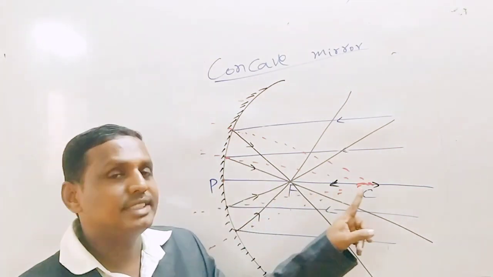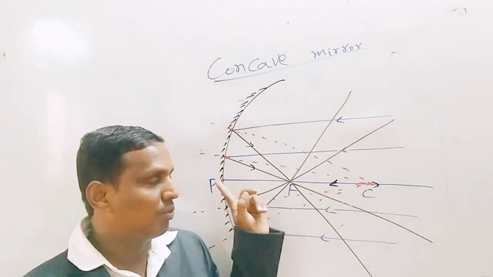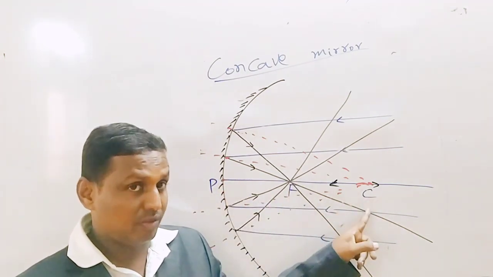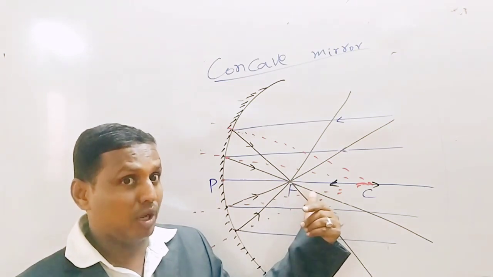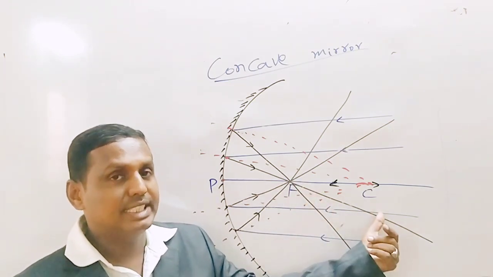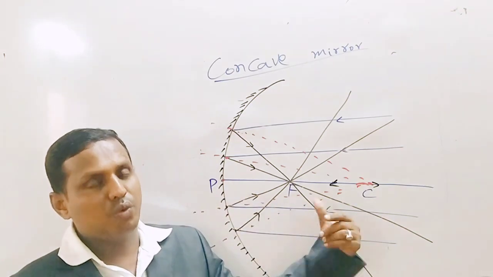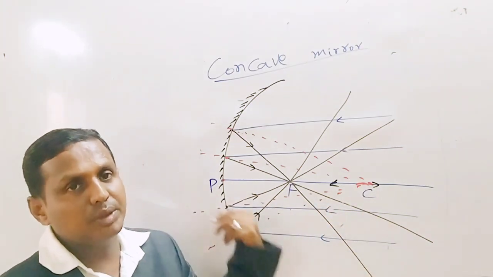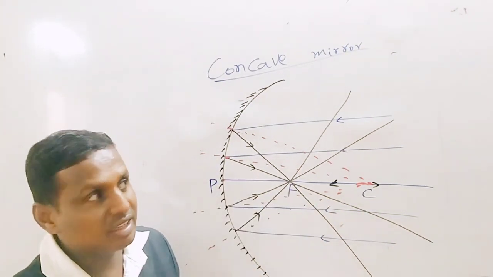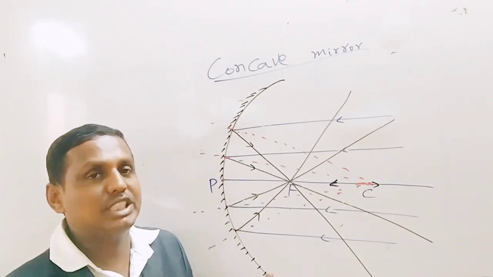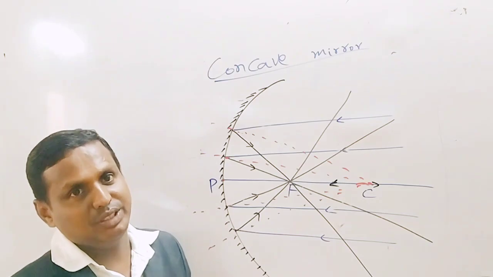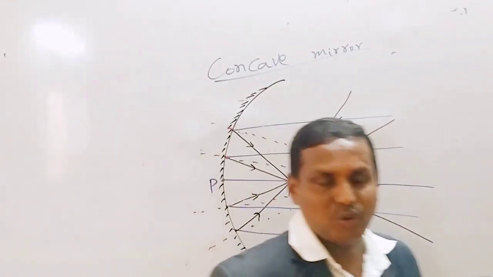Pole, focus, center of curvature. Be careful: P, pole; capital F, focus, not small f; C, center of curvature. This mirror is known as the converging mirror. Next, we can discuss the diverging mirror, that is the convex mirror. Now we can continue.